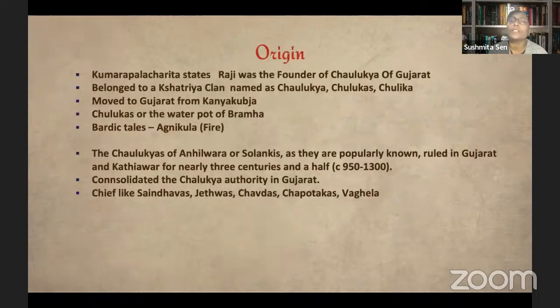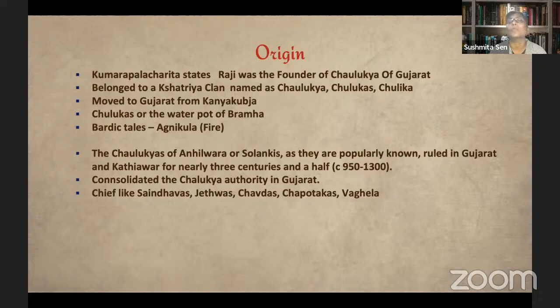If you see the origin, how did that happen? How did they take over their kingdom? According to the Kumarapala Charita, Raji was one of the ministers in the court of the Pratiharas. As the Pratihara dynasty disintegrated, he, who was married to the Chapotakas, came back along with his family to reside here.